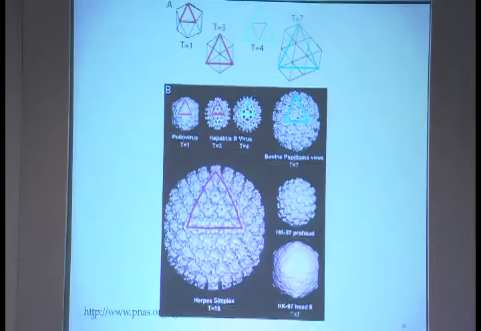And by doing this, you can have an array of different viruses. So there's T equals 1, there's T equals 3, T equals 4, T equals 7, T equals 13. I'll show you a picture of a T equals 13 virus. So you can have all of these different viruses with the proteins arrayed in a particular fashion, but eventually they have to follow the principles of making an icosahedron.